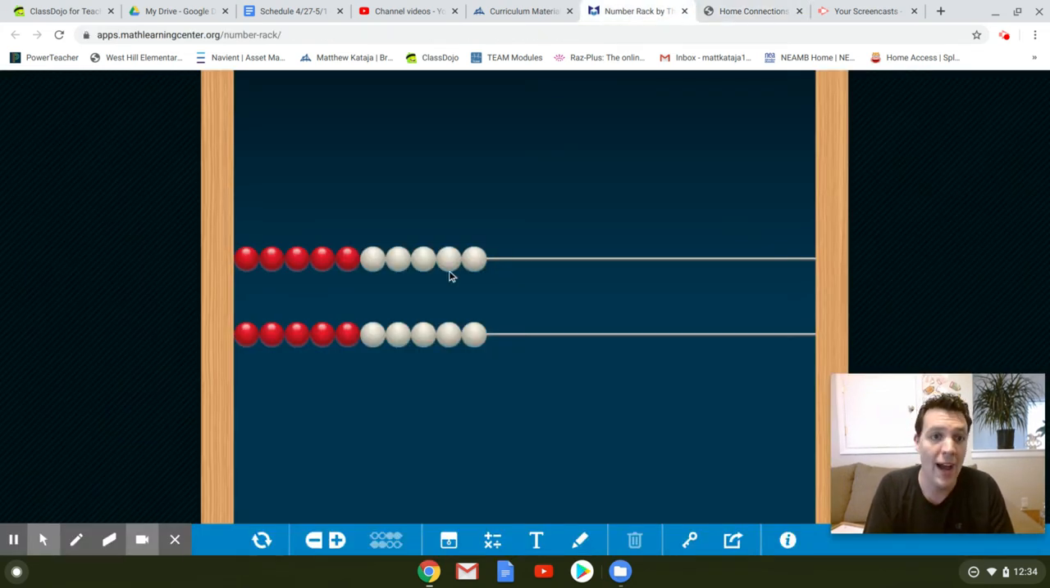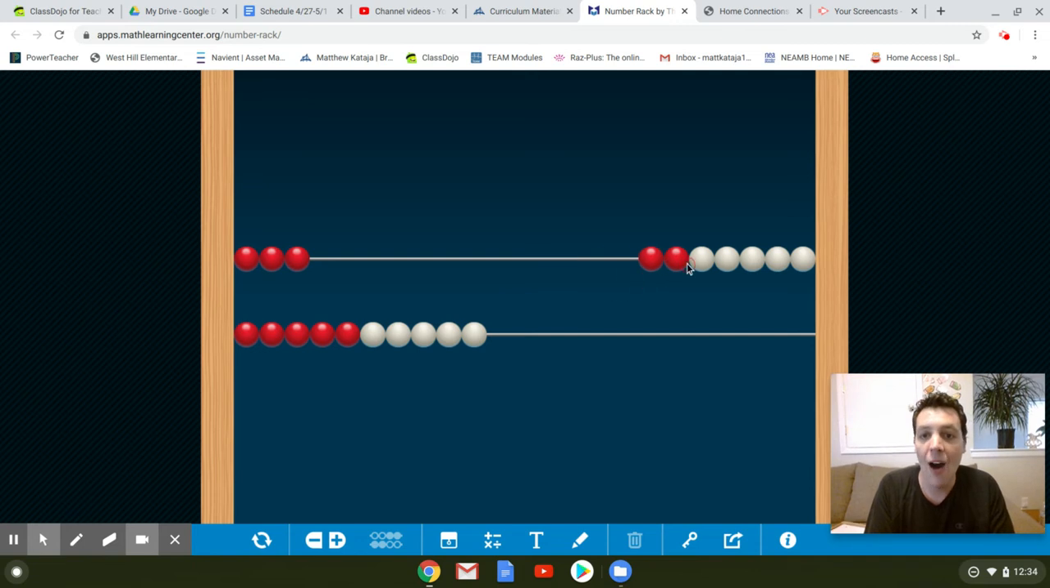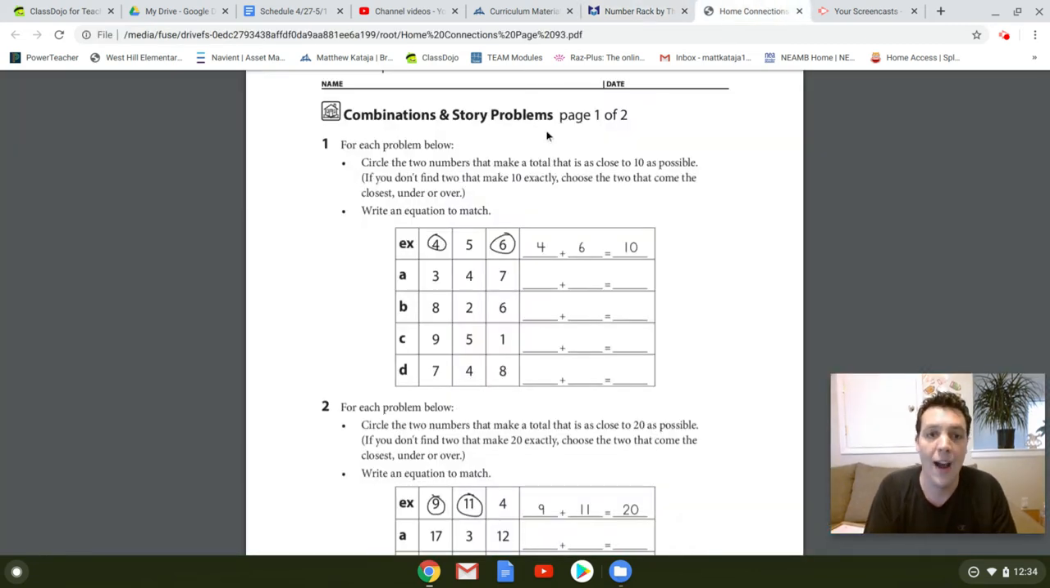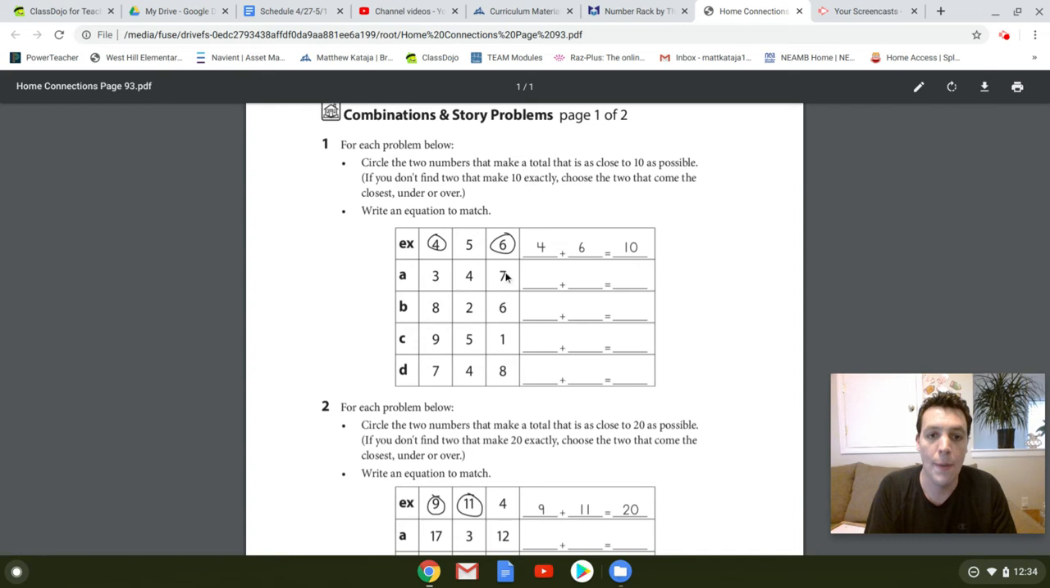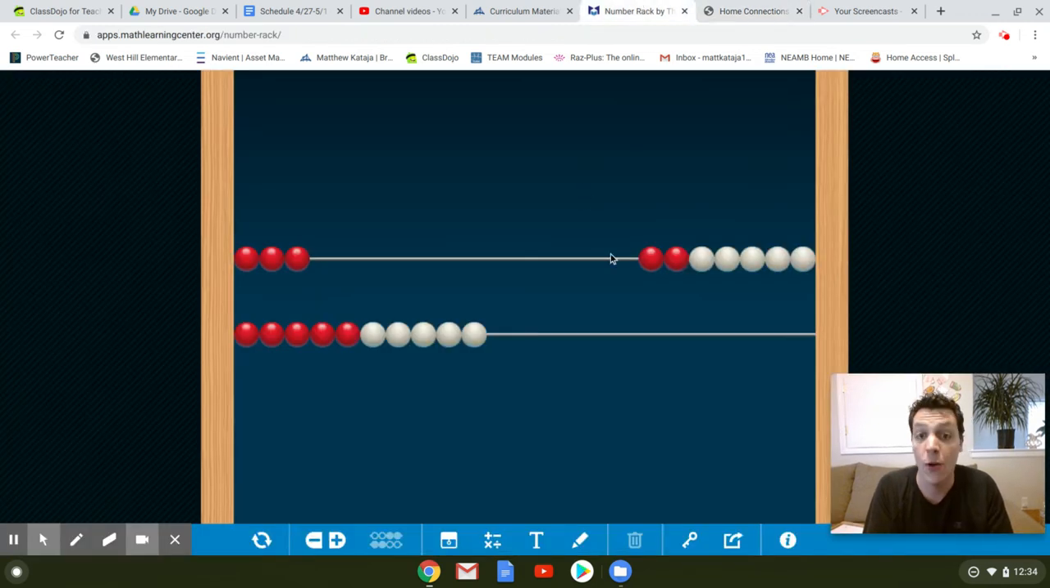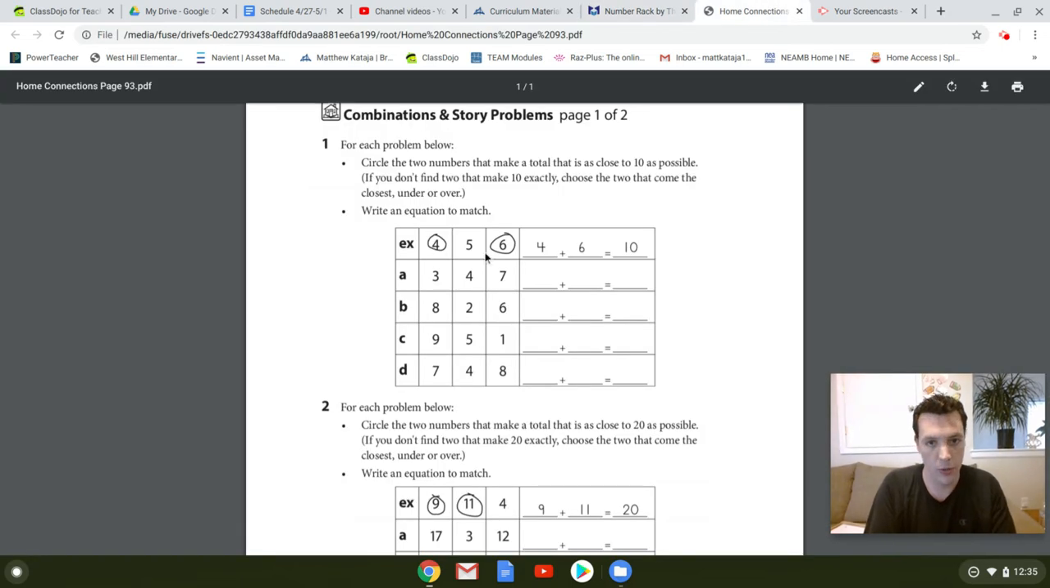So let's go to our number rack and let's push 7 dots over. And I know it's 7 because I'm going to go 5, 6, 7. Now I can solve by figuring out how many more to make a 10. So I pushed over 7, and now let's count, because we know there are 10 balls on the first rack. How many more do I need for a 10? 1, 2, 3. So on our home connections, you would circle 7, and you would circle 3, because 7 and 4 do not make a 10.